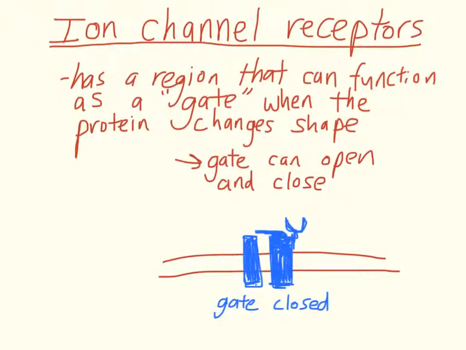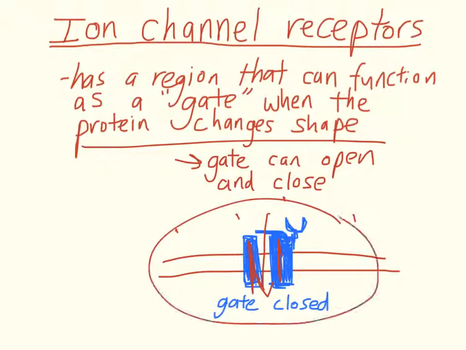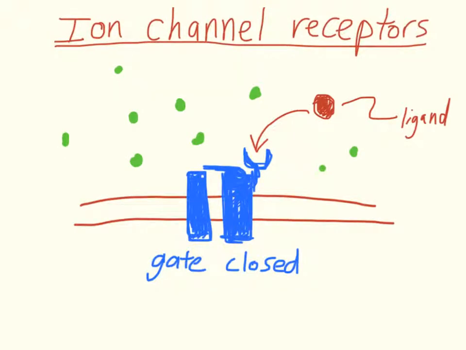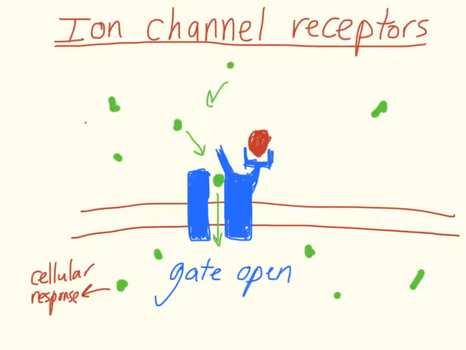What's special about ion channel receptors is that they have a region that can function as a gate, so it can allow molecules to enter into the cell. And the gates can open and close when the protein changes its shape. So right now in this diagram here, the gate is currently closed. The gate will then open when a ligand comes and binds to this receptor. As you can see, the gate is now open, and this will allow specific molecules to come into the cell.